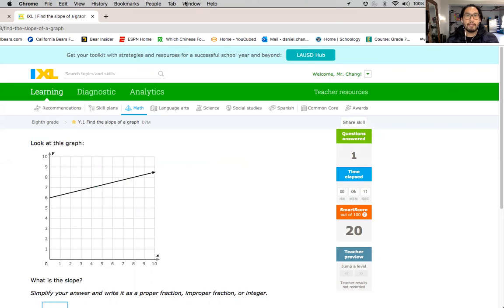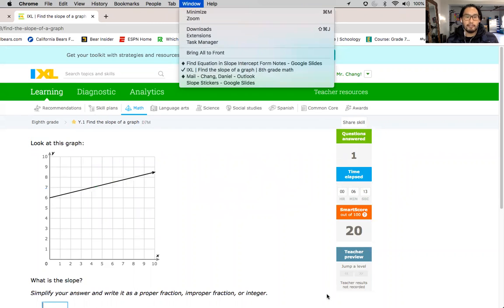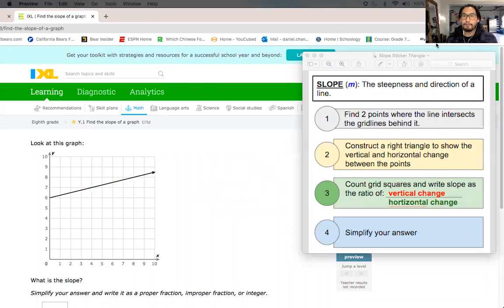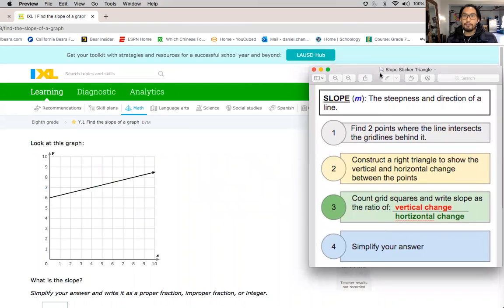I'm gonna use the same method where I'm just gonna construct right triangles. Let me bring my little sticker back. Here we go. Step 1, find 2 points where the line intersects the gray grid lines behind it. I'll use a little blue pen. I'm gonna do this in blue. This is step 1.